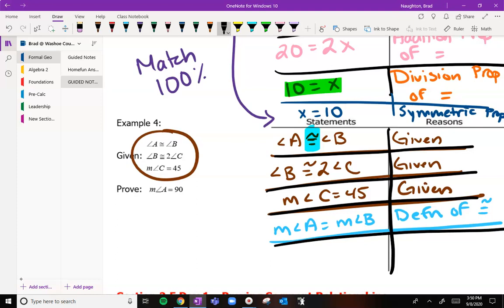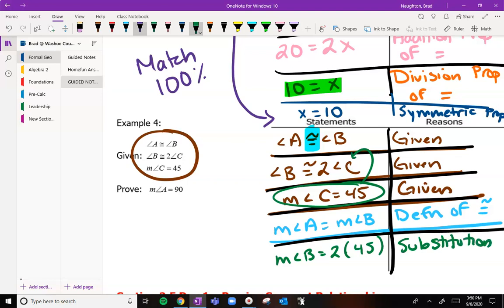All righty. So now, ladies and gentlemen, boys and girls, I could say, all right, if they have the same measurement, then look, I can go ahead and plug something in. So if C is the same as 45, I'm going to say, all right, the measure of angle B is equal to 2 times the measure of angle C, and C is 45. Okay? So basically, I took this information and I plugged it in right there. So that is substitution. So then I'm going to be left with the measure of angle B is equal to 90 degrees.